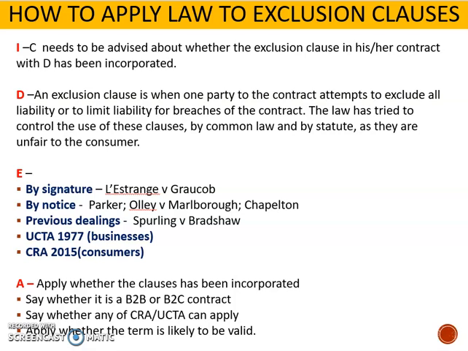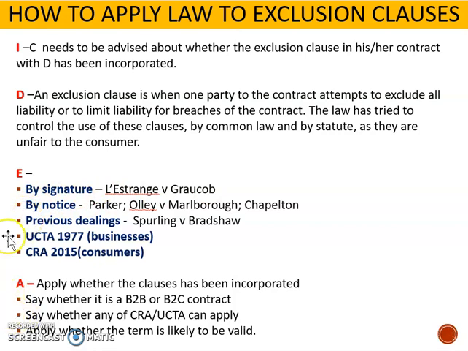So firstly, they must have been incorporated by signature, by notice, or by previous dealings. And if they have been, we might still strike them out under UCTA or the CRA, UCTA B2B, CRA B2C contracts. And then your application, you're going to start by saying whether the clause has been incorporated. So you look at your scenario and say, has it been signed? No, okay. Did he have notice of it? Have there been previous dealings? If it's been signed, you're sorted, it's been incorporated, okay? But if it's not been signed, you then go on to apply those other issues.